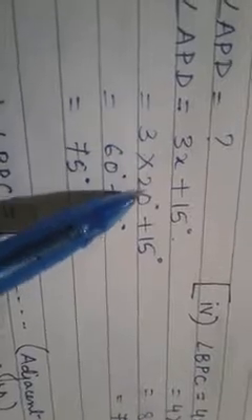So just substitute the value of x here. 3 multiplied by 20 degrees plus 15. 3 times 20 is 60, plus 15 is 75. So this is 3x, where the value of x is 20. Then you have to solve it.